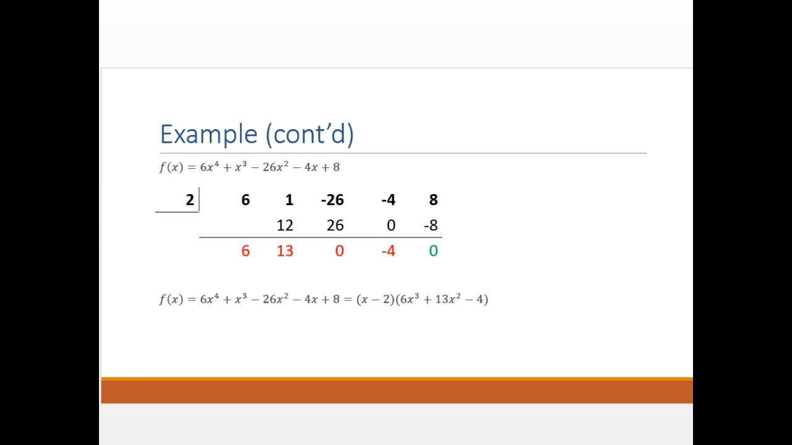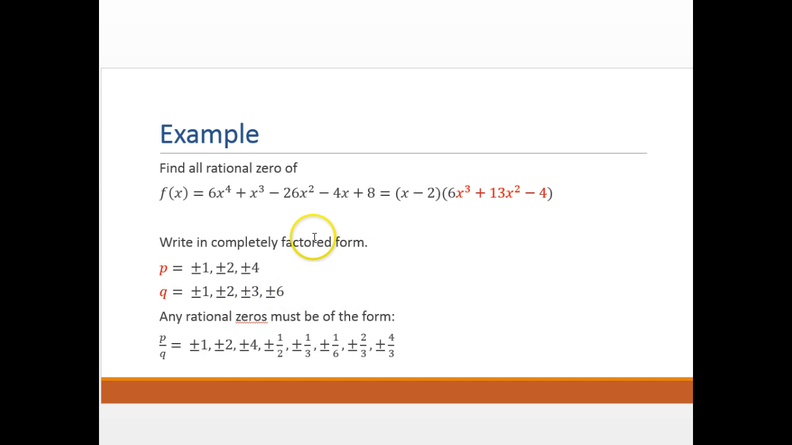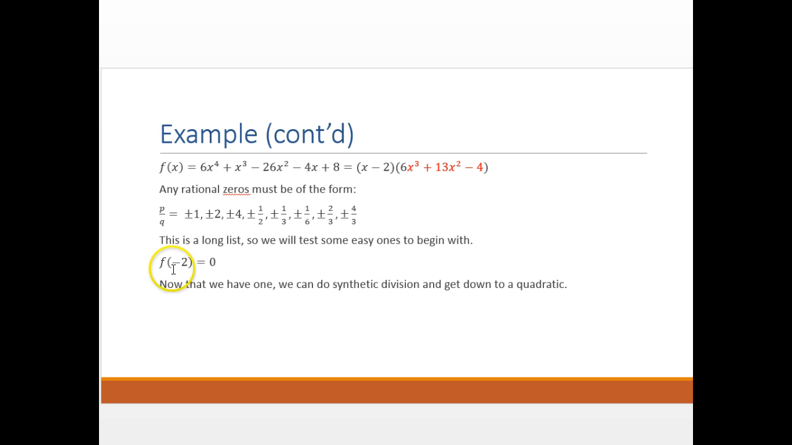We're going to do the same thing again. We're going to find the p's and q's. Notice my p's and q's are different because I'm not using 6 and 8 anymore. I'm using 6 and 4. So your p's are different, plus or minus 1, plus or minus 2, plus or minus 4. Your p over q's actually shrink. We know some of these don't work because we already tried the 1 and the negative 1. We've already tried a positive 2. So let's come back and try a negative 2.